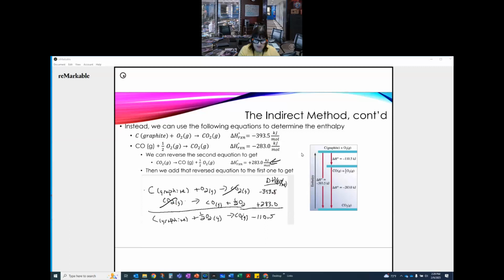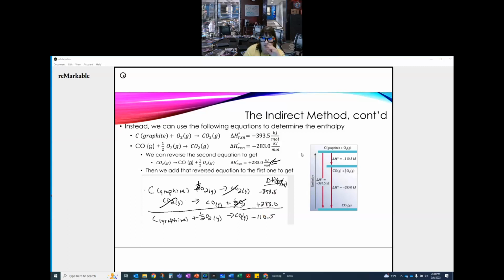I have C graphite plus, and look at that, there's half an O2 there, so that leaves you with half an O2 here, because I have to cancel that. So C graphite plus half an O2 goes to CO gas, and so if I sum these values, I get that value, and that's negative 110.5. Okay, so that's what we're talking about when we talk about that indirect method.